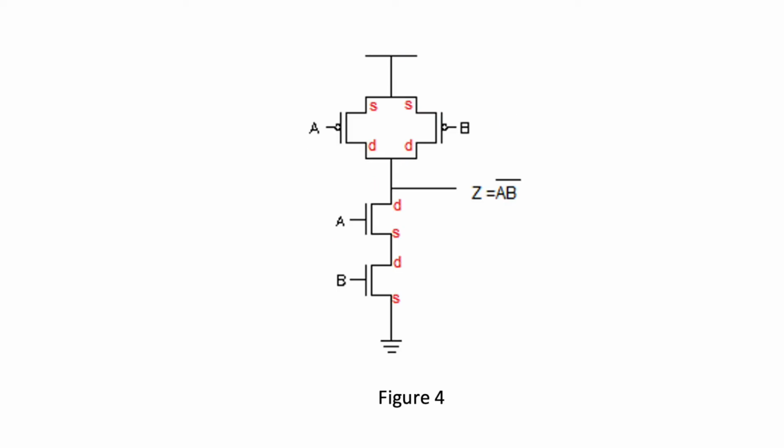To draw the stick diagram, label S for source and D for drain. The first step is that we label S for source at the top of the PMOS and D for drain at the bottom of the PMOS. Same for the NMOS, but this time we label D at the top of the NMOS and S at the bottom of the NMOS. After finishing labeling each PMOS and NMOS, it is time to draw the stick diagram.